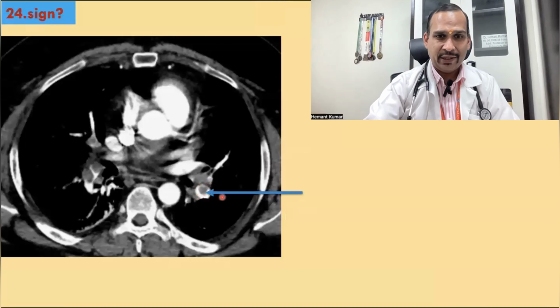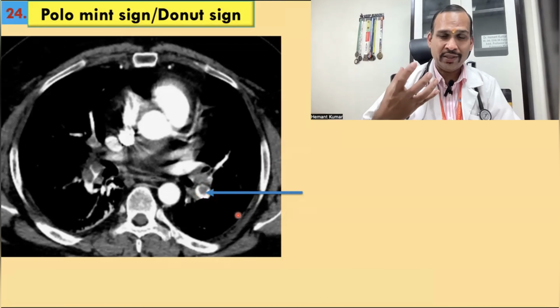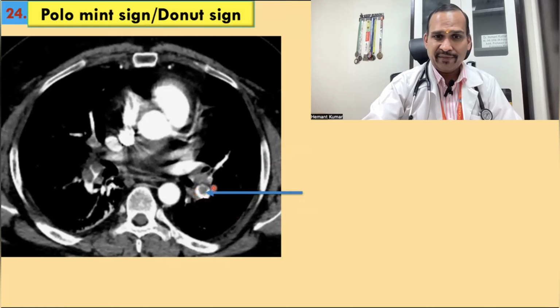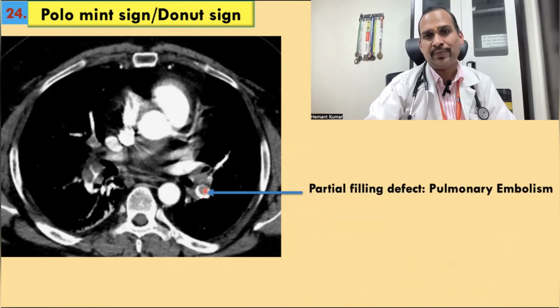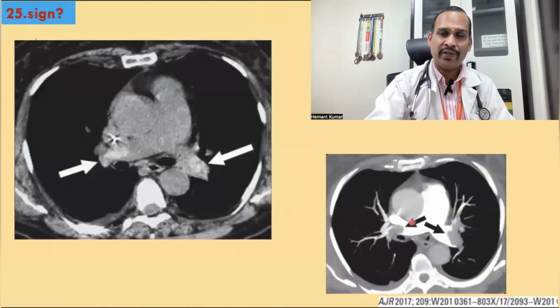You can see this arrow. This is the pyramid sign or donut sign. Have you seen a donut? You can see surrounding vascularity inside the pulmonary embolism. This is classically seen in pulmonary embolism. There is a partial filling defect seen in pulmonary embolism. Pyramid sign or donut sign. Important for your exam.